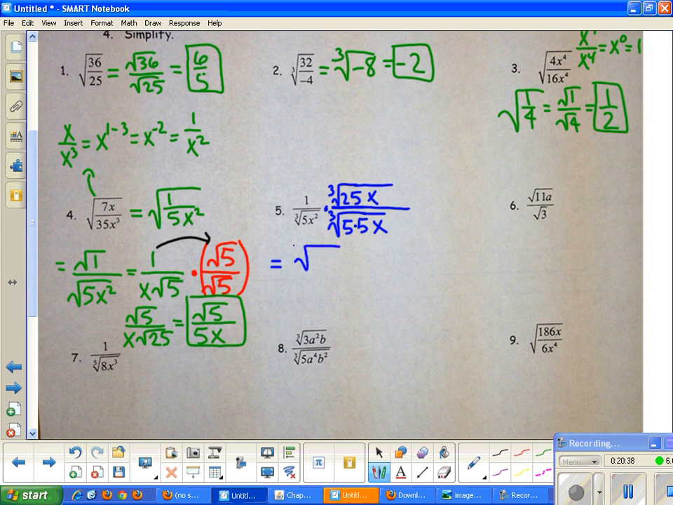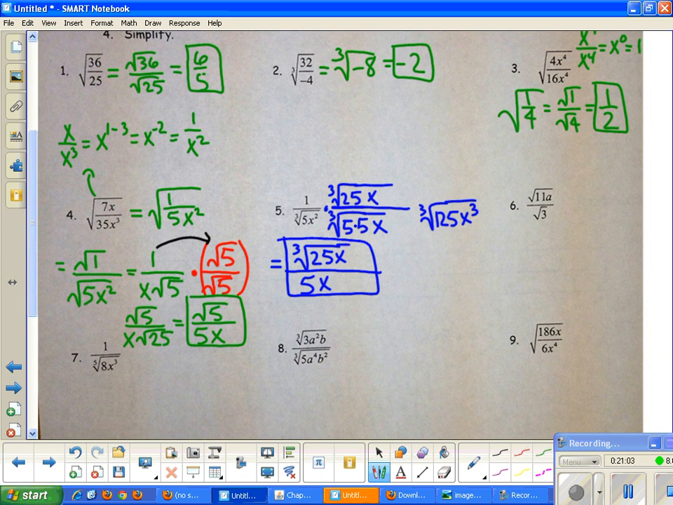So in my numerator, I get the cube root of 25x, which does not simplify, over, in my denominator, 5 times 5 times 5 would actually be the cube root of 125, and then x squared times x would be x cubed. The cube root of 125 is really 5, and the cube root of x cubed is just x. So this right here would be my answer, and I can't simplify that anymore.